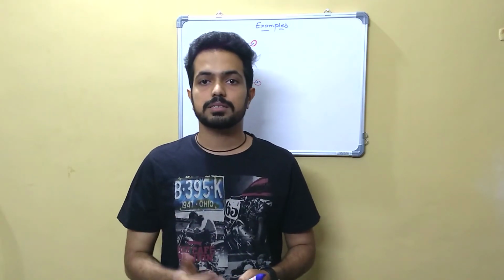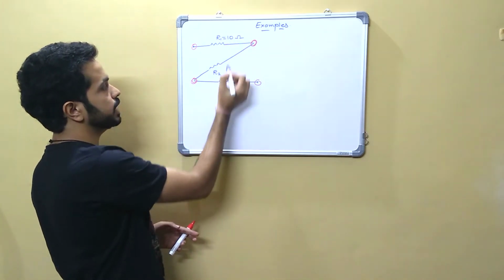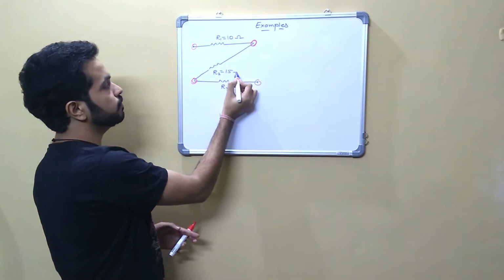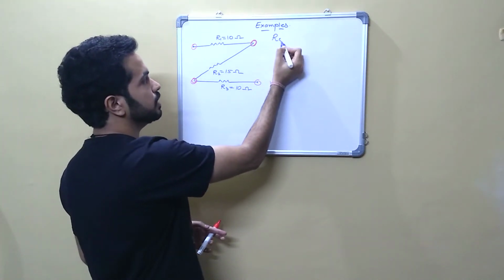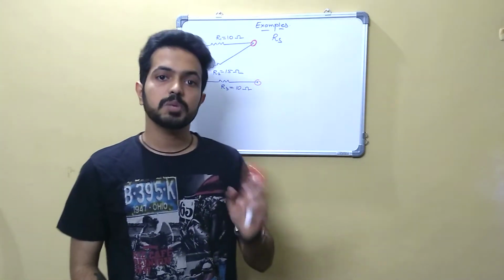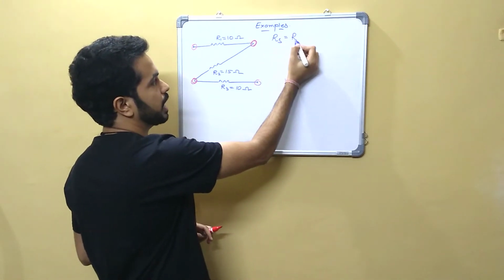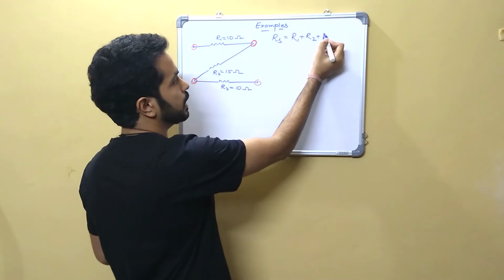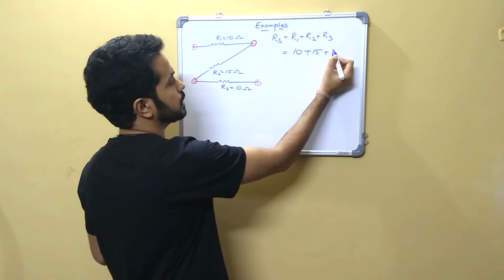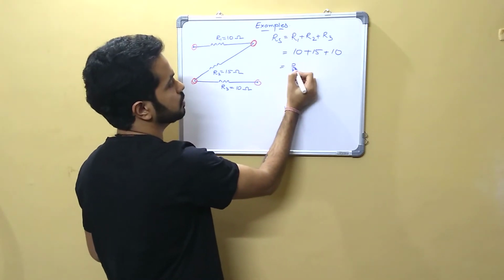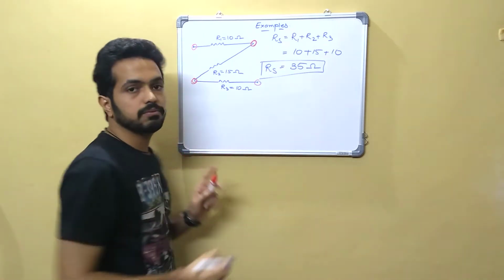Let's make this example a numerical and see how we are going to solve this. If it is given R1 is equal to 10 ohms, R2 is equal to 15 ohms and R3 is equal to 10 ohms, and they are asking you to calculate the equivalent resistance Rs. Why Rs? Because we have understood that this is in series combination. So the equivalent will be Rs, nothing but R1 plus R2 plus R3, which equals 10 plus 15 plus 10, which is 35 ohms. So the equivalent resistance over here is 35 ohms.